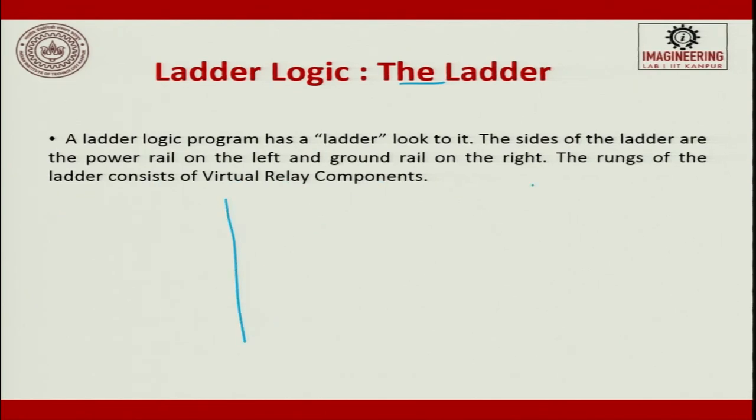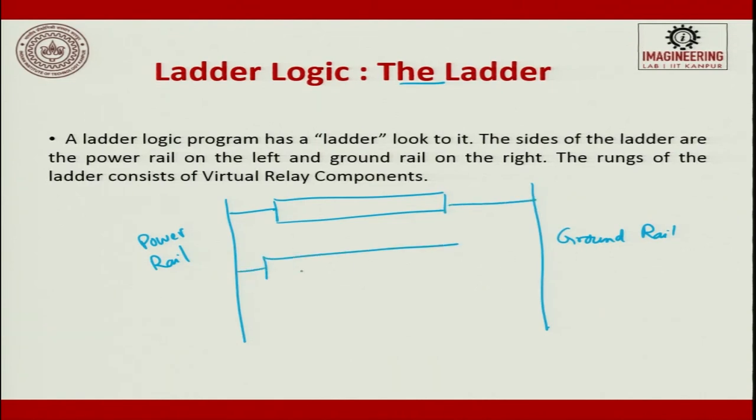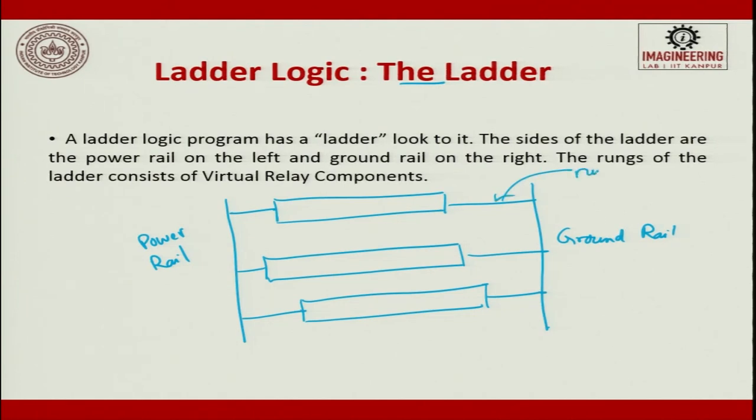So, for example, I will try to draw a ladder logic diagram. So, this is the power rail on one side, this is the ground rail on the other side, and then you have, okay, this is called a rung, and this is virtual relay component 1, virtual relay component 2, and virtual relay component 3. A ladder logic program has a ladder look. The sides of the ladder are the power rail on the left and the ground rail on the right, and then these two rails are connected by rungs, and these rungs will have virtual relay components.